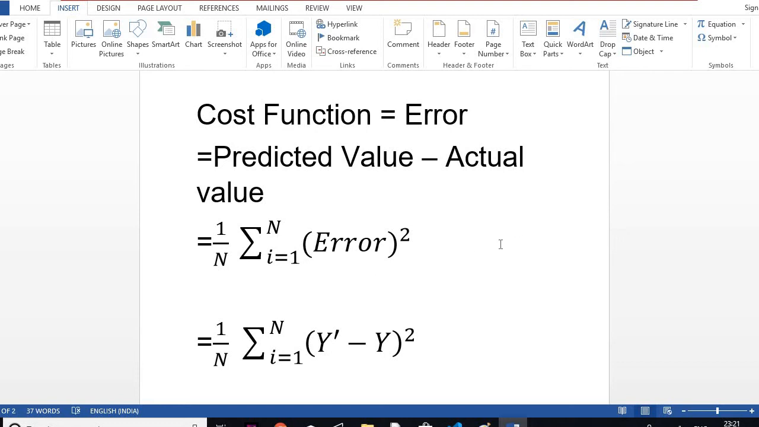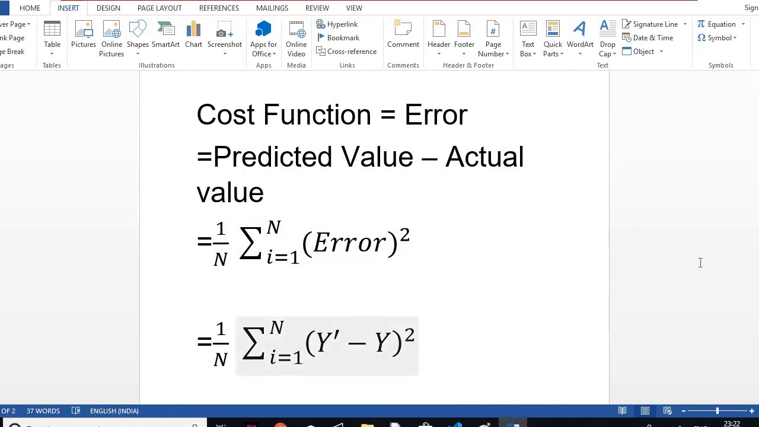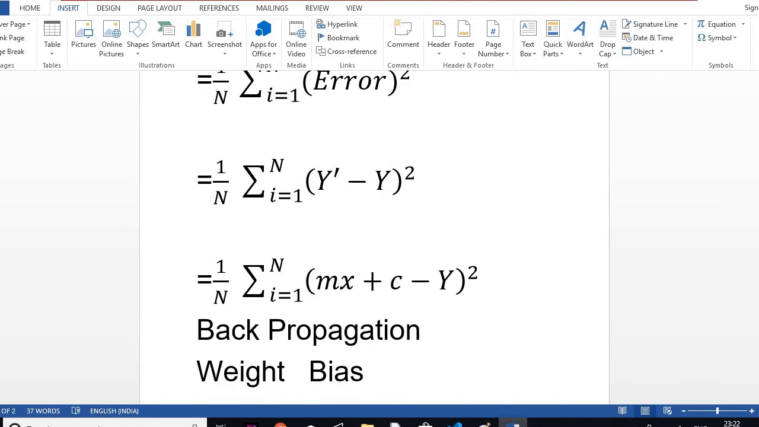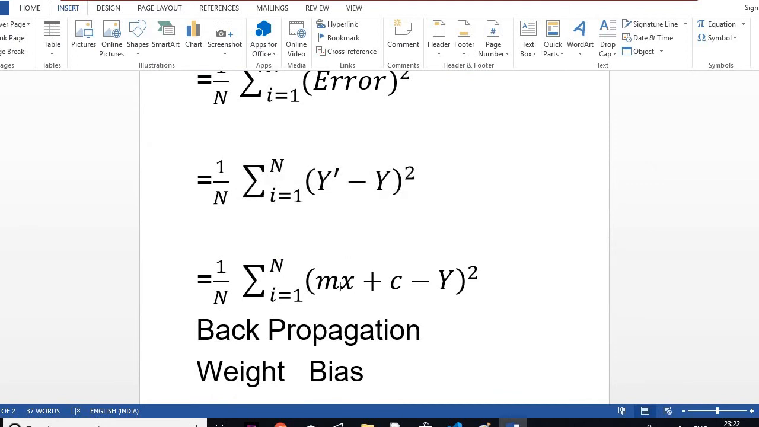So you understood that. Now see here, error is predicted minus actual. In this graph the line represents the predicted value. That's why it is y dash, and y means the actual value, the testing data. So y dash minus y represents the predicted value minus actual value. But the predicted value y dash is the line, and the equation of a line is mx plus c. So I substituted y dash as mx plus c, minus y, the whole square.